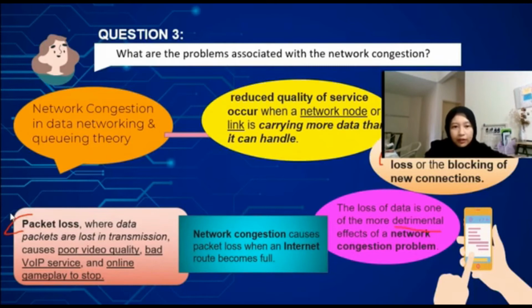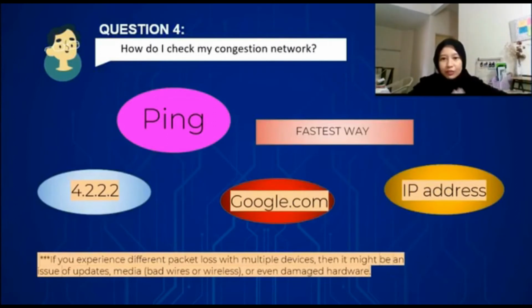Okay, what is packet loss? Packet loss, where data packets are lost in transmission, causes poor video quality, bad VoIP service, and online gameplay to stop.